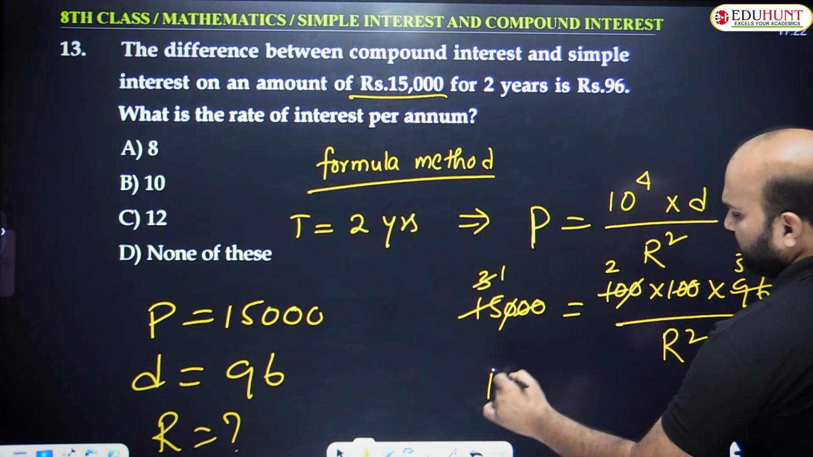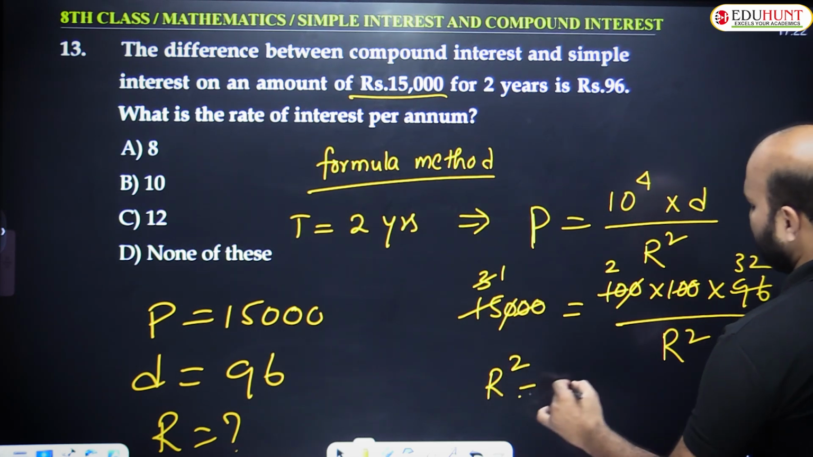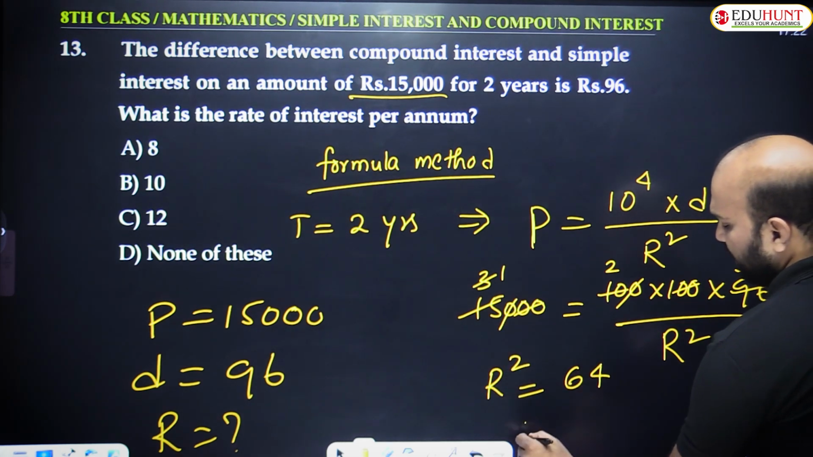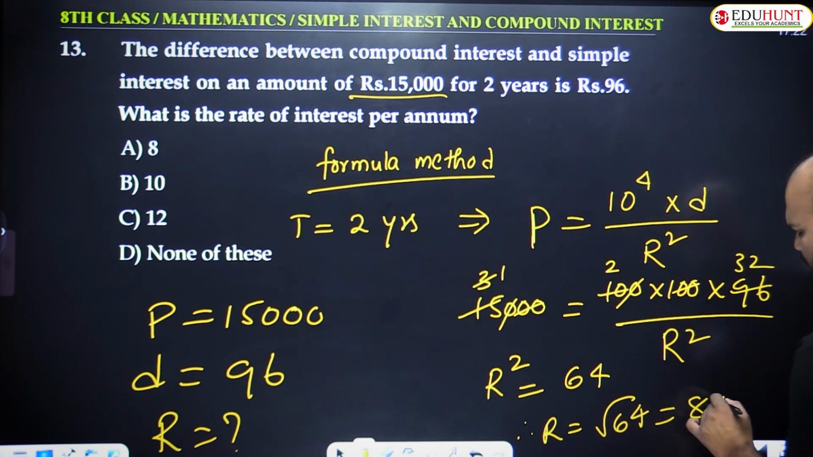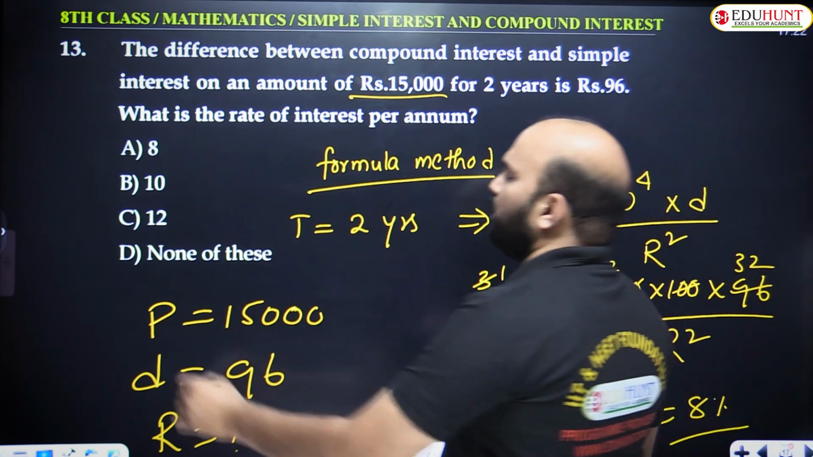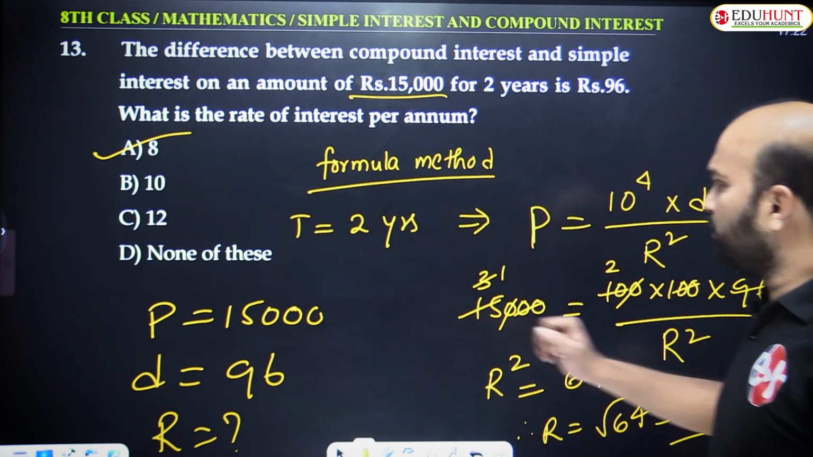96, cross multiplication. So r square equals 2 into 32, 64. Therefore r equals root 64, equal to 8%. So what is the rate of interest? 8%. Option A is the right answer. But it's a formula method.